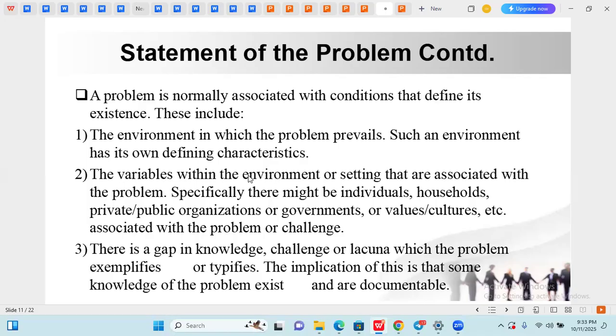There is a gap in knowledge, challenge, or lacuna which the problem exemplifies or typifies. The implication of this is that some knowledge of the problem exists. So you must back it up with what? Literature. You can't say that we are having problems in the medical field since COVID-19, you understand? And you don't put a citation there. You know, I tell people how to cite. It's part of my training. How do you cite? And I tell them you must cite all definitions.